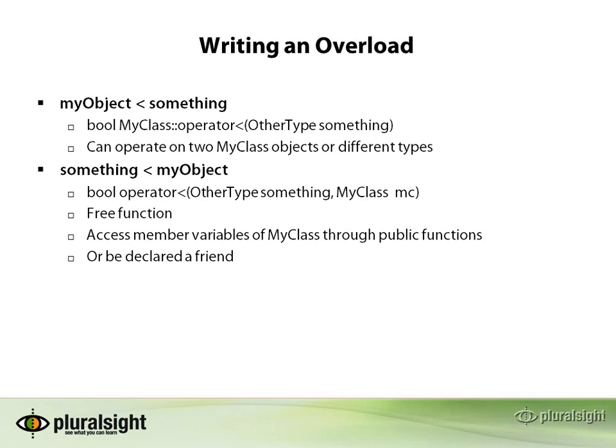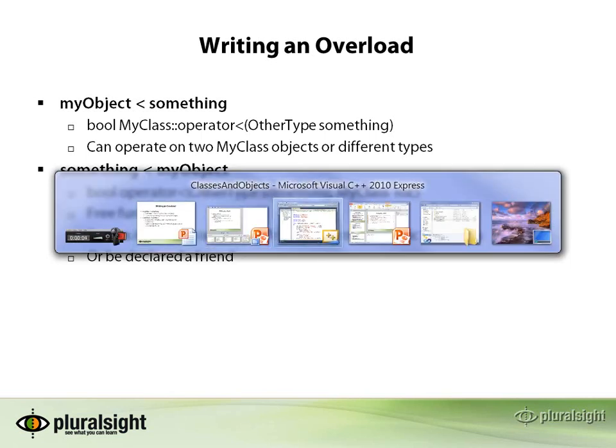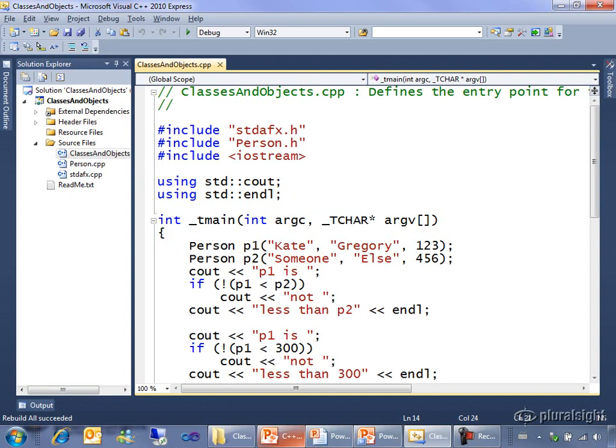I've written some overloads of the comparison operators so that you can take a look at how they're actually coded. First, though, I want you to see how they're used because it's pretty simple and intuitive. I've got two people here, P1 and P2, and if you remember how these objects work, they have a first name, a last name, and an arbitrary number, and these constructors are setting their arbitrary numbers to 1, 2, 3, and 4, 5, 6 respectively.